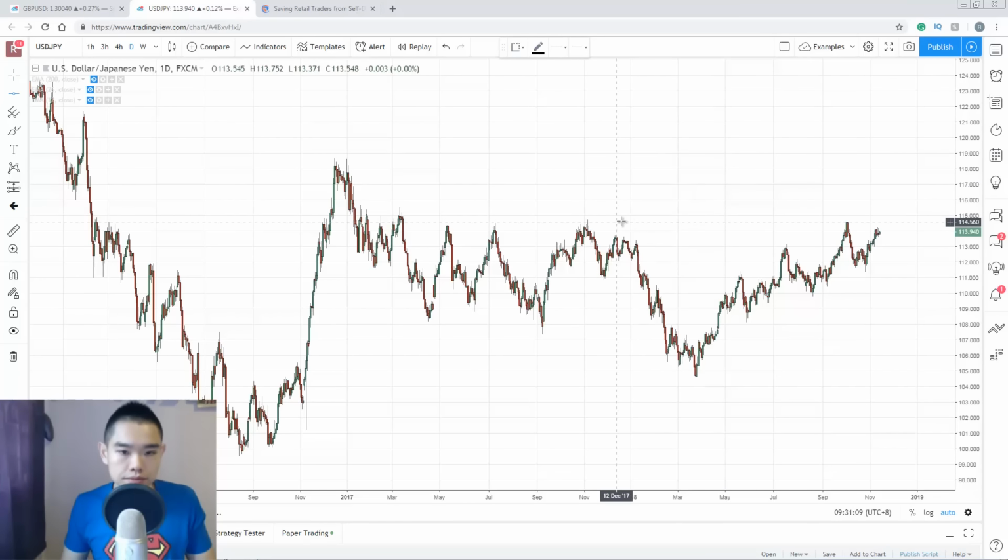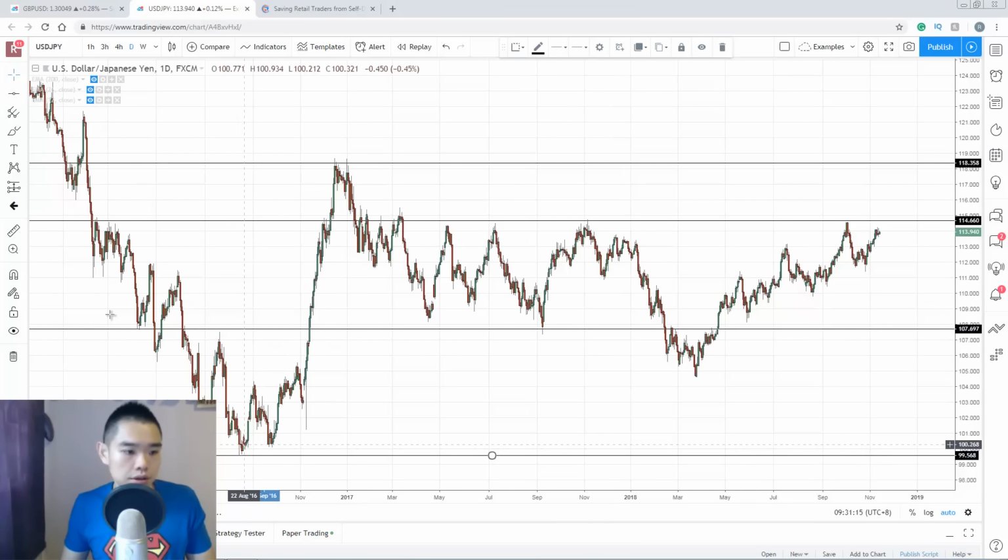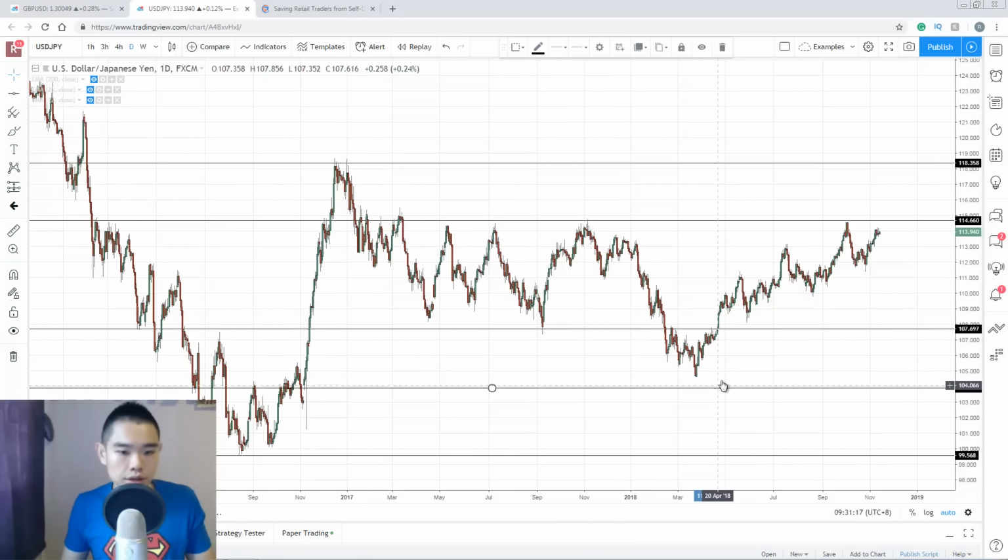I'm going to draw this. This is obvious to me. This, and this. Okay, so you can see that I do it very quickly. I just draw the most obvious levels. If it's there, it's there. If it isn't, move on. So time for the adjustment.